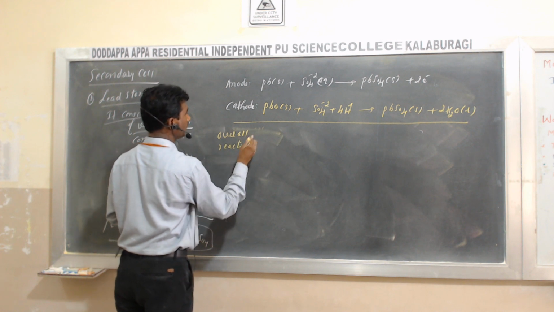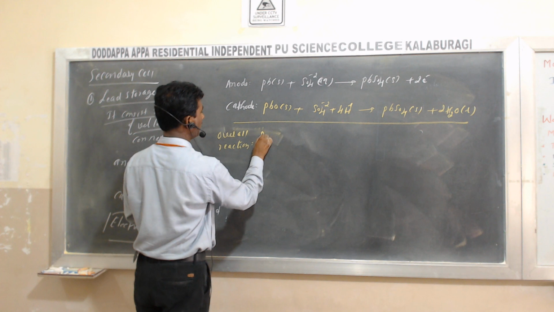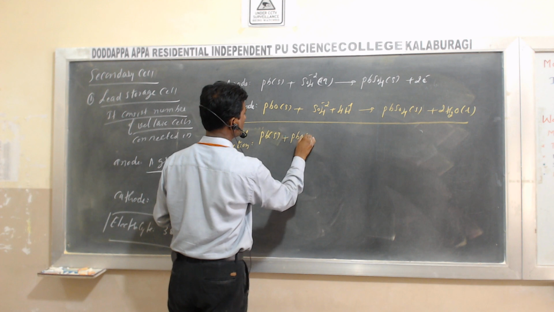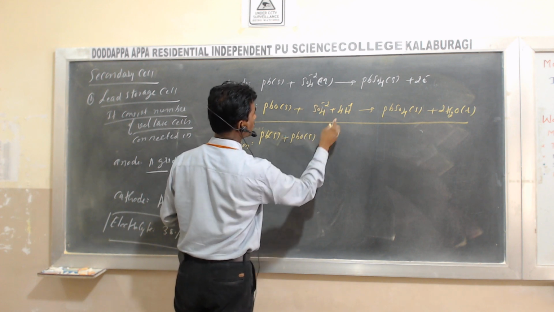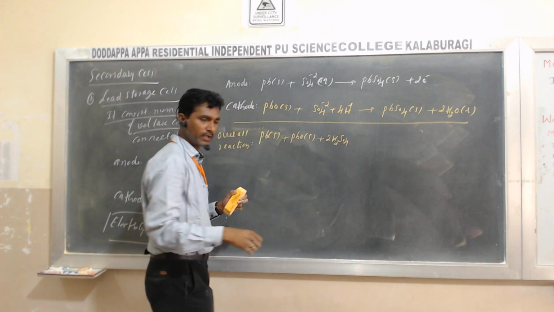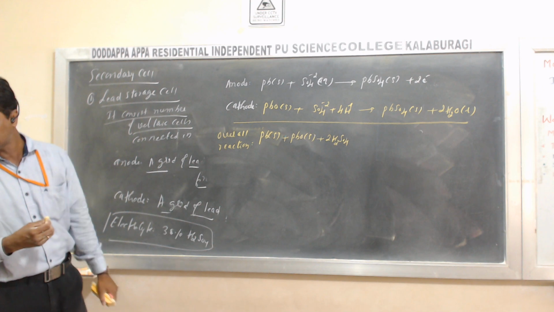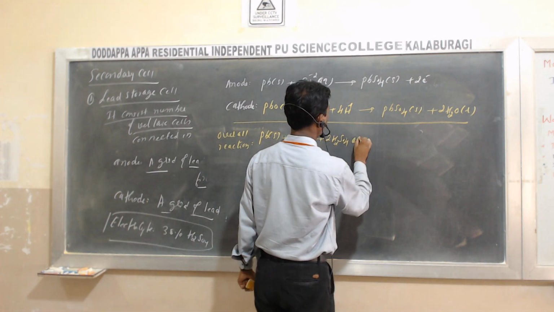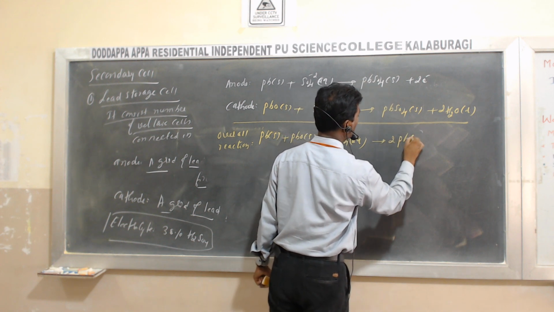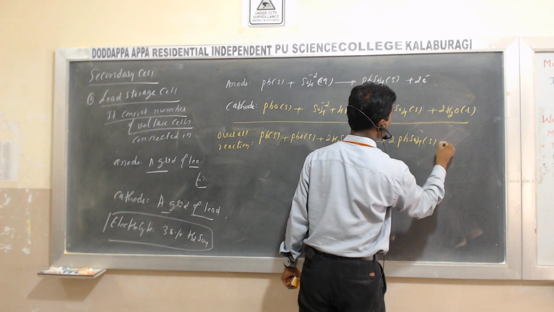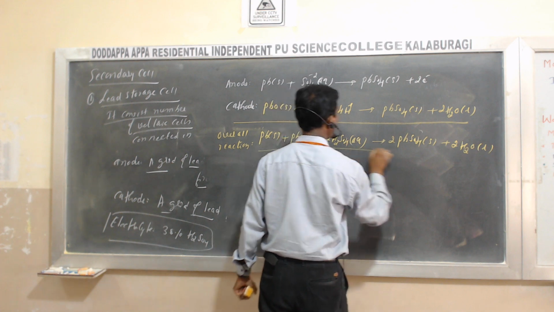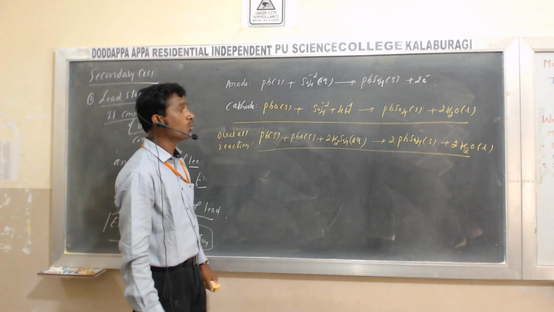In the overall reaction, the left-hand side is Pb solid, next PbO2 solid, and 2H2SO4 liquid. It gives rise to 2PbSO4, solid, plus 2H2O, liquid. So this is nothing but the anodic, cathodic and overall cell reaction.